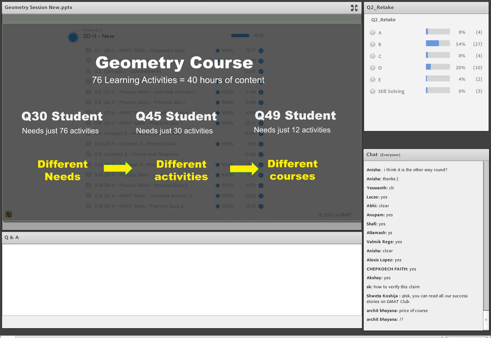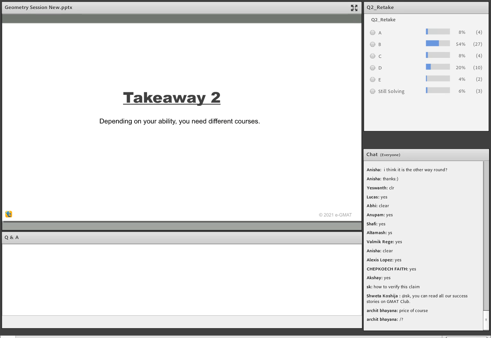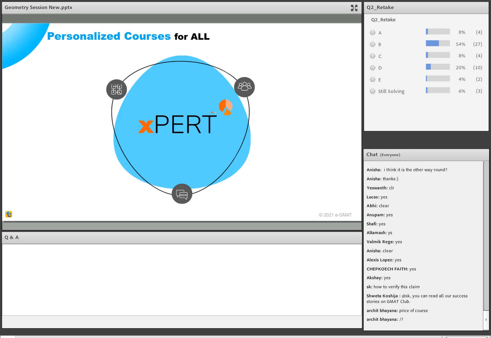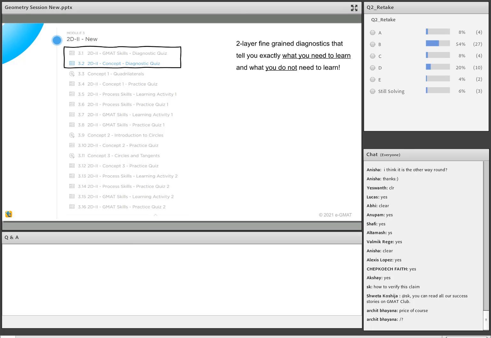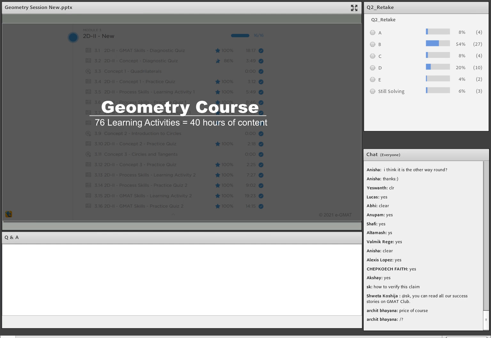So different needs cater to different activities, and different activities cater to different courses. That's what Quant 2.0 along with PACE delivers to you. It delivers a personalized course depending upon your starting ability, right? You need to take the diagnostic quizzes, and the moment you take them, it will tell you which of the remaining files you need to go through and which ones you can skip.